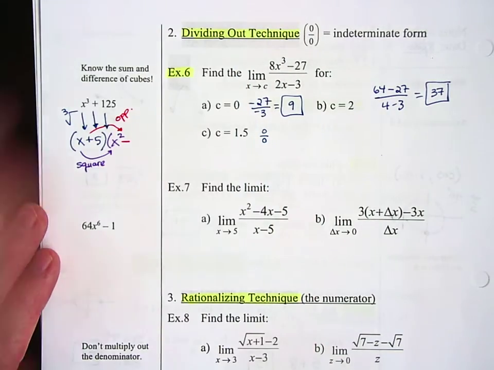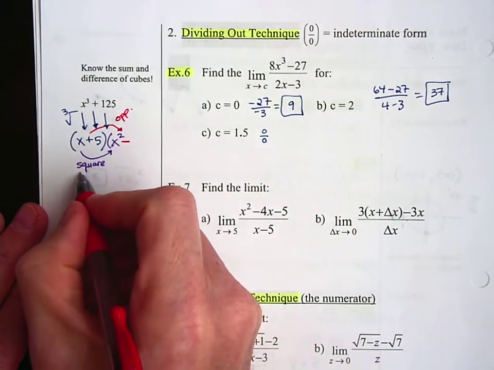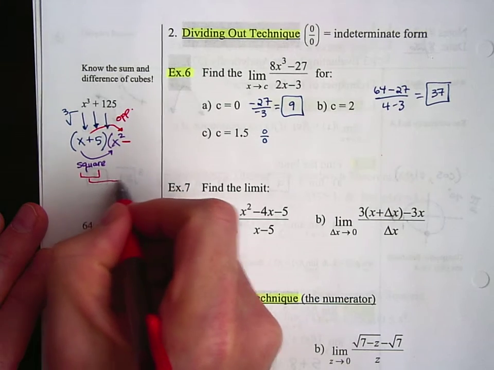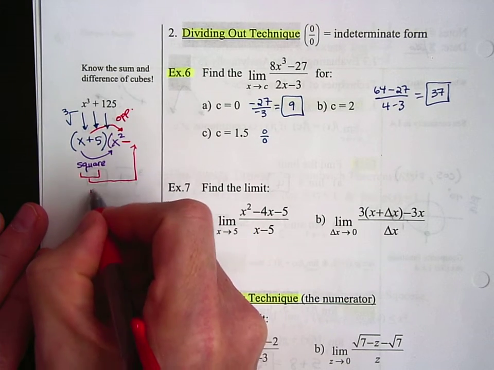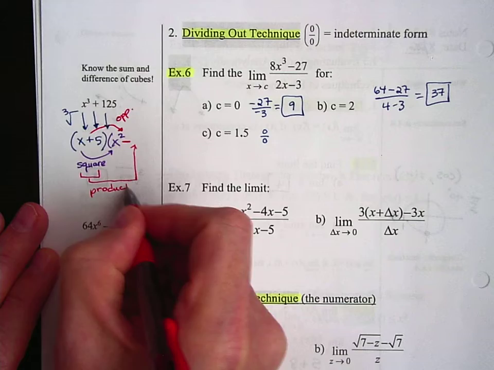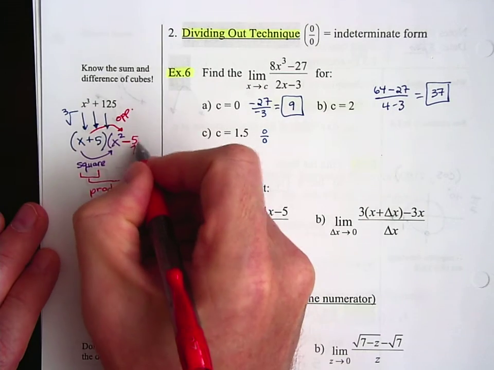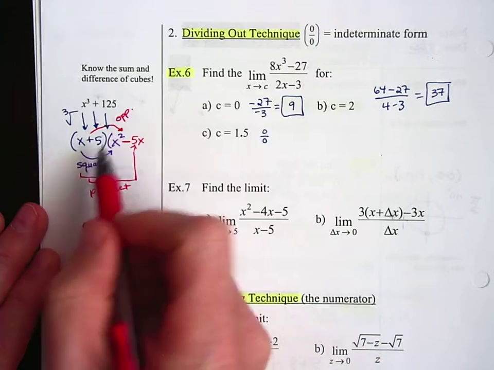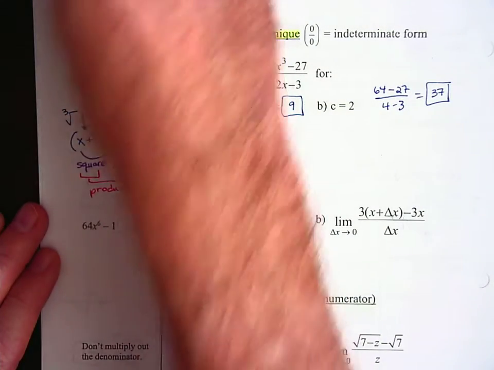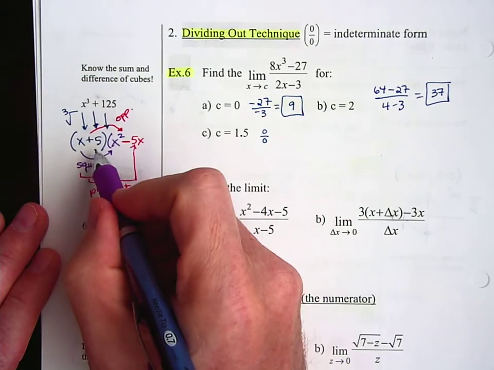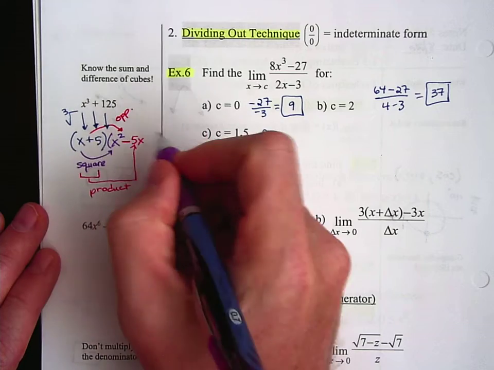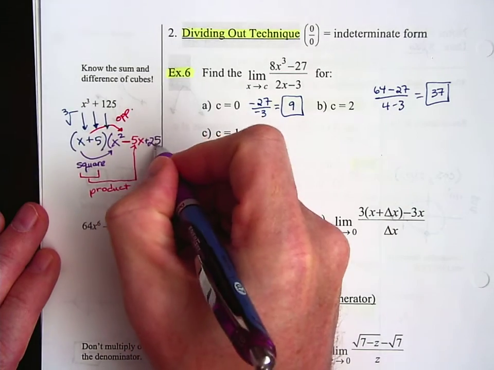Then you take the product of those two things, the product. So the product of 5 and x is 5x, and you already got the sign. You already have the sign, so that's not coming into play there. And then the last thing you do is you square that. So that's going to be plus 25.